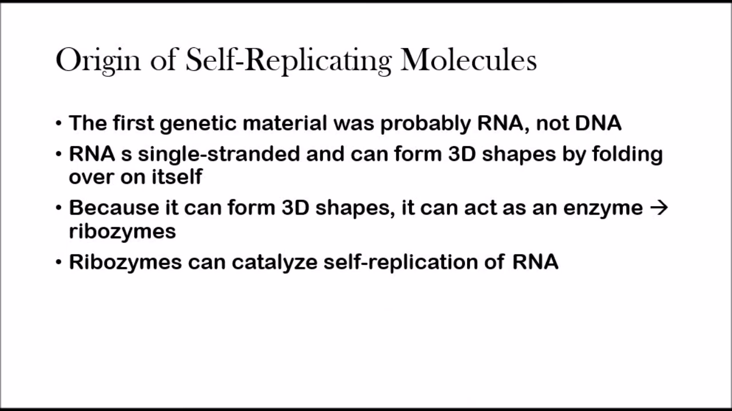An enzyme is a type of molecule which can catalyze reactions. You can think of it like a little factory for reactions. And those are called ribozymes. And ribozymes can catalyze self-replication. So since RNA can kind of replicate itself by forming these little factories called ribozymes, scientists think that RNA was probably the first genetic material.